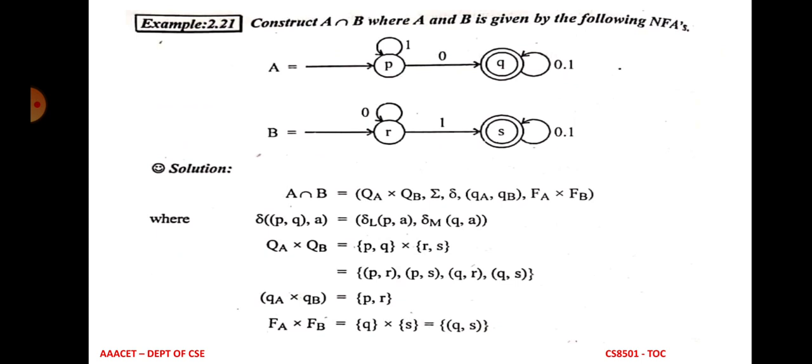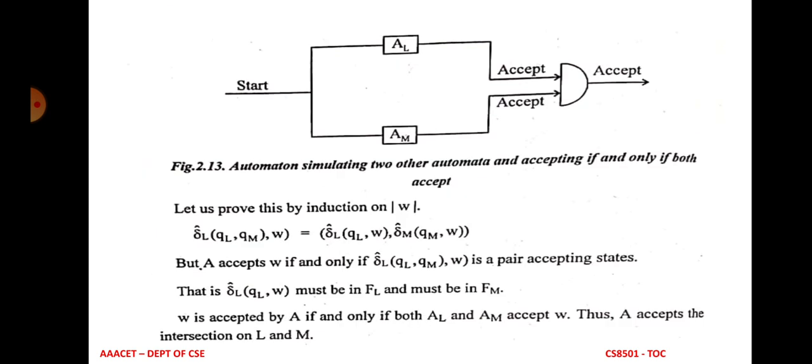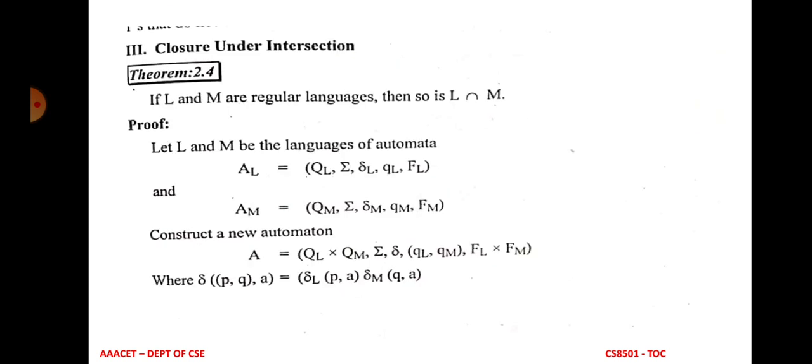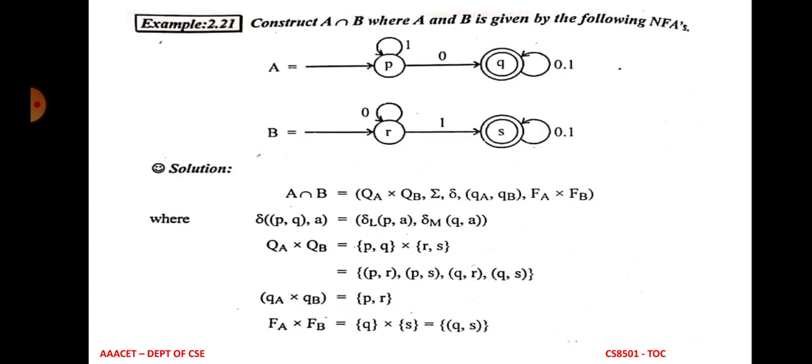Here the given problem is to construct A intersection B, where A and B are the given finite automata, by doing the operation of intersection. The first diagram is the finite automata for capital A, and the second one is the finite automata for capital B. So let us take the definition from this, assuming the first one is A and the second one is B. So we are writing the tuples of the finite automata. A intersection B is equal to QA cross QB, sigma comma del, qA comma qB, and FA comma FB.